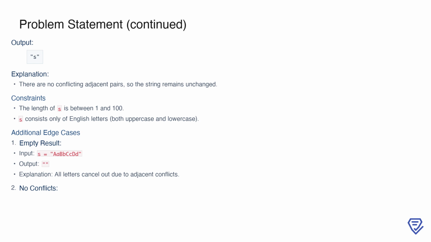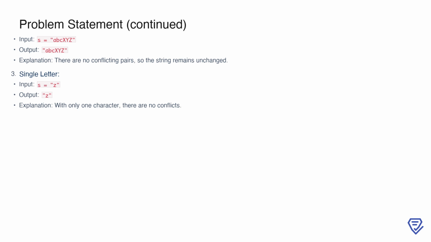The constraints of the problem also emphasize that the input string will always have a length between 1 and 100 and consist only of English letters, both uppercase and lowercase. These constraints help ensure that the solution is both practical and efficient within the given limits. Finally, let's explore additional edge cases. One scenario is when every letter in the string cancels out due to conflicts.